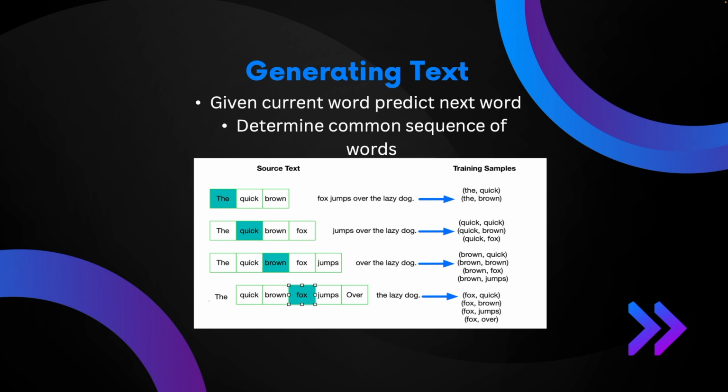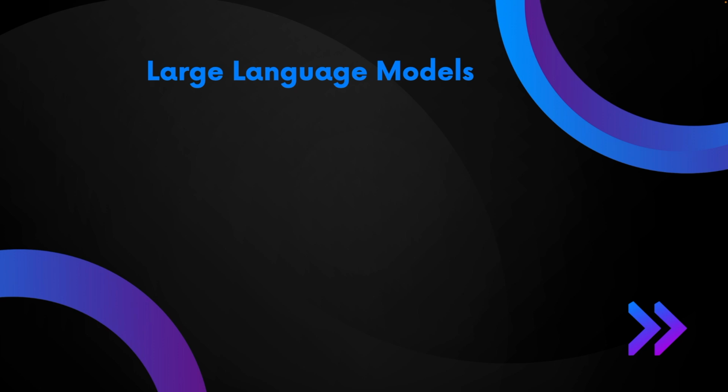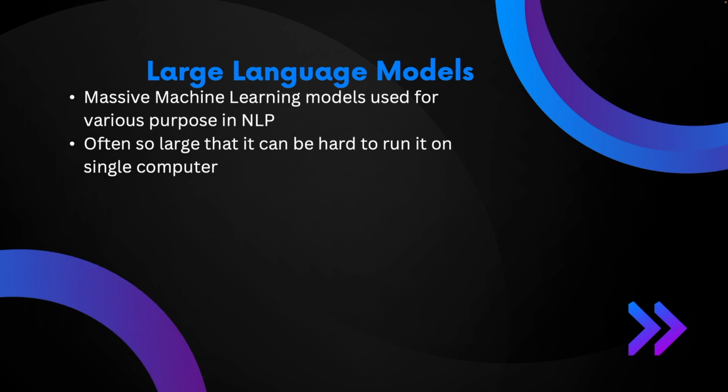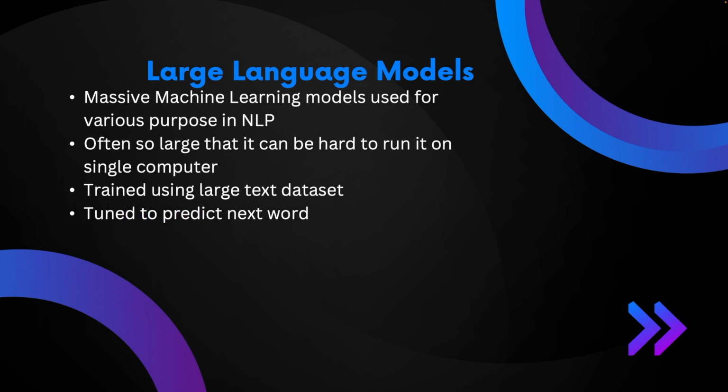we use something called large language models. Large language models are massive machine learning models that are used for a variety of purposes in natural language processing, and we are going to look at those purposes on the next slides. They're often so large that it can be hard to run them on a single computer, and they're trained using text datasets. Pretty much the entire web data is crawled and used to train these models.